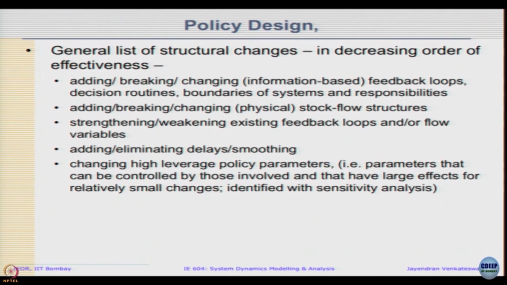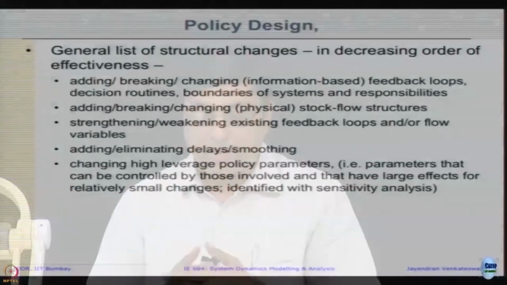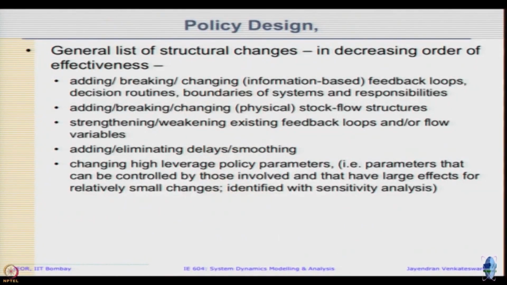The first one is adding, breaking or changing information-based feedback loops, decision routines and boundaries of systems and responsibilities. Once you have a model, we know what the physical flow is and we want to know the information flows. Changing or modifying that information feedback part will have the maximum impact on your system's output. The second one which can have a large impact could be adding, breaking or changing the physical stock-flow structures themselves. Do we really need so many levels of stock, or is there a way in which I can cut down one level within the system itself?